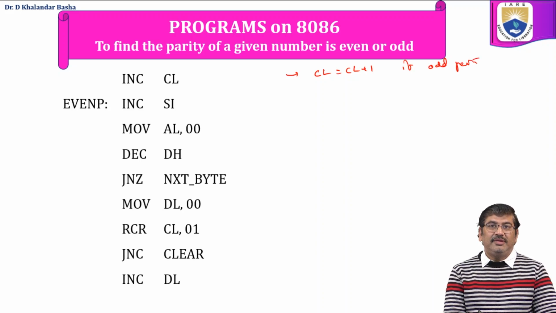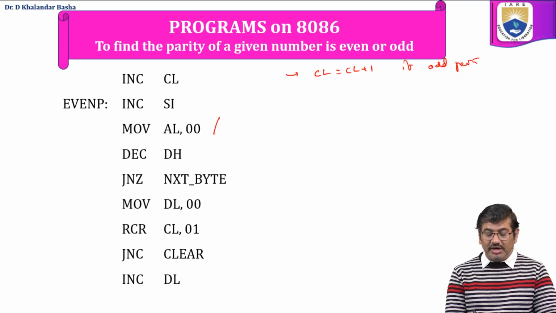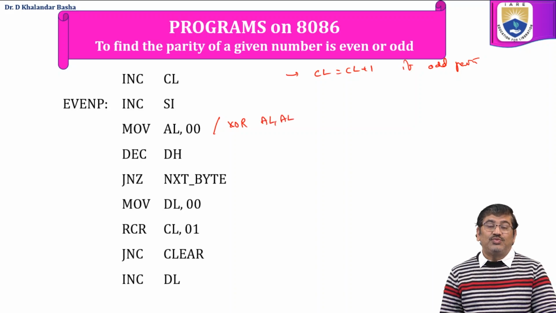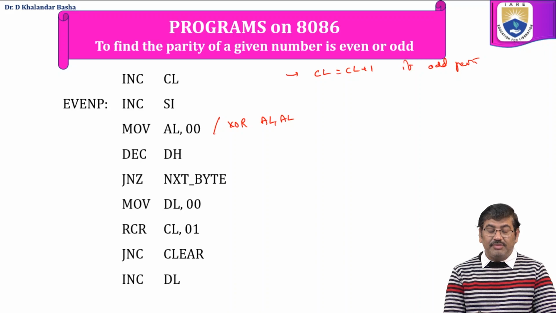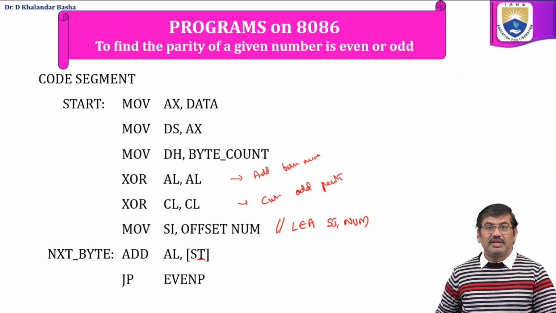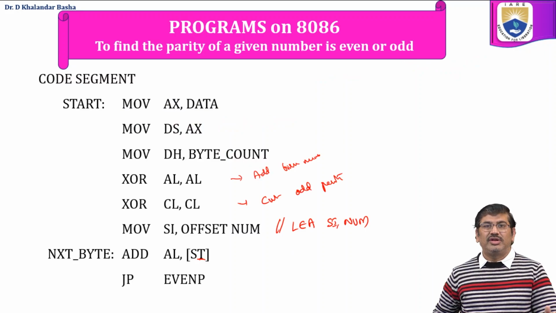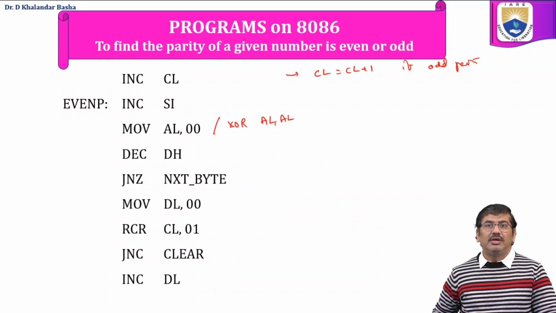Then increment SI. Then for clearing the register, either you can use MOV AL, 00, otherwise you go for XOR AL, AL. As one number we have checked, go for decrementing DH, JNZ next byte. It is for fetching the next byte. Here we have the next byte, or you can give any label, 1 or anything.